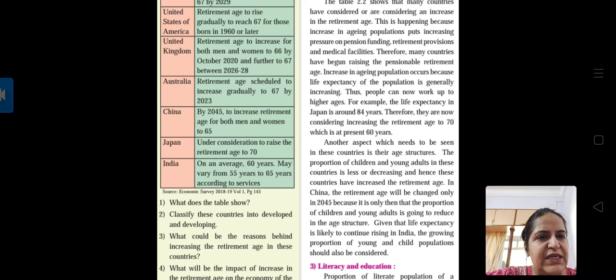Given that life expectancy is likely to continue rising in India, the growing young and child population should also be considered. So India has a different scenario altogether. China is different as compared to Japan, Germany, and other countries. The next thing we are coming to is literacy and education.